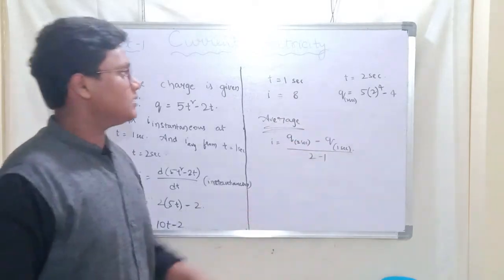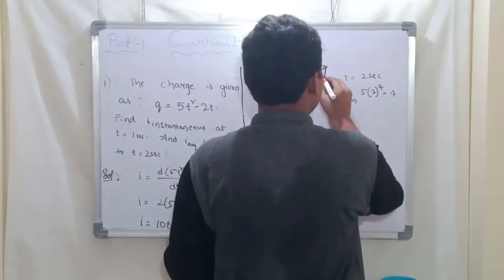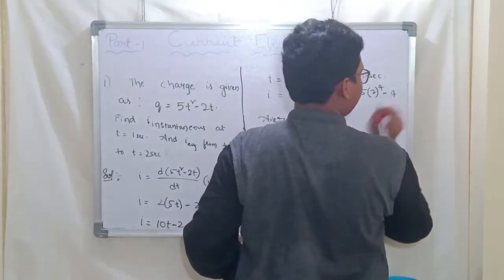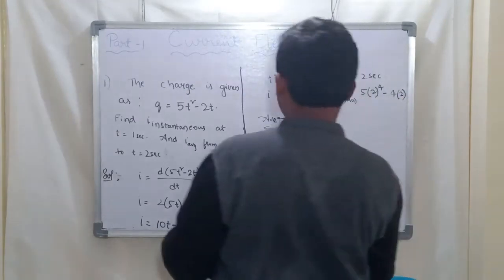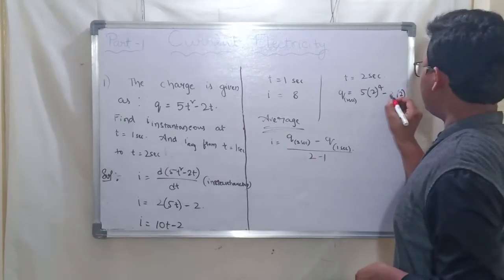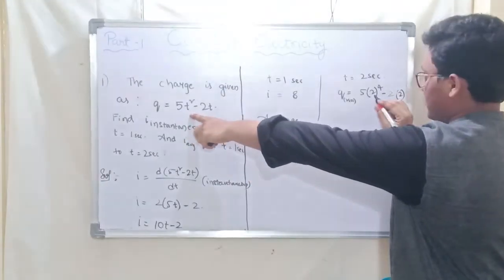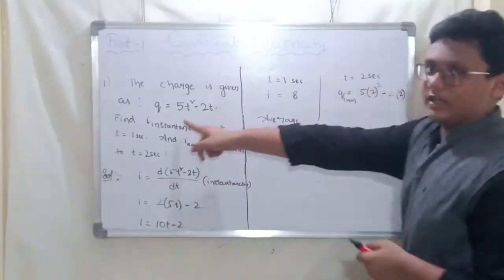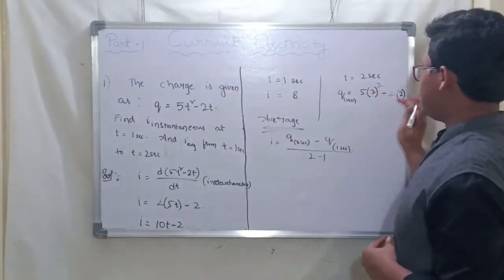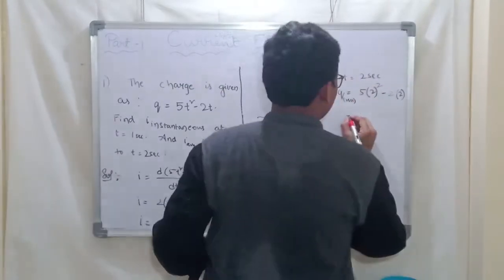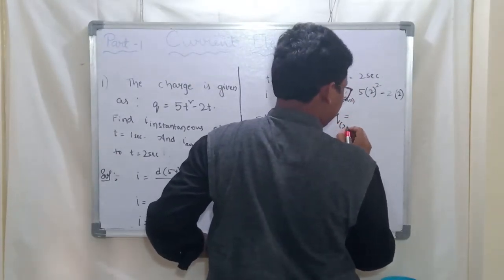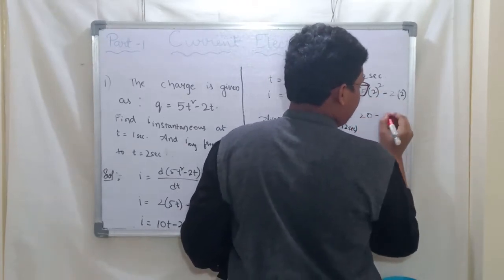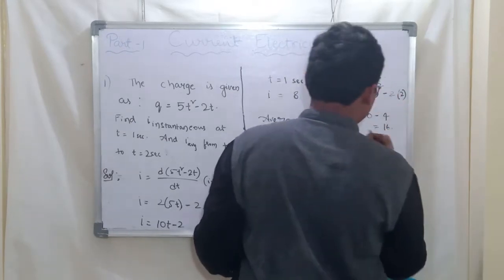For the average, we find q at that point using the equation. q at 2 seconds is 5 into 2 square minus 2 into 2, which is 20 minus 4, that is 16. And q at 1 second, how much?